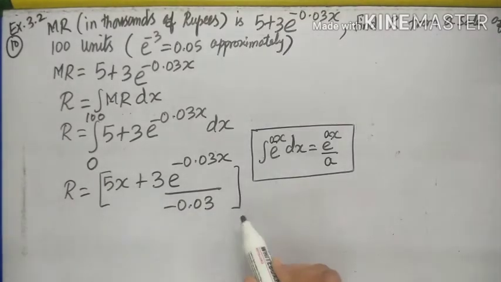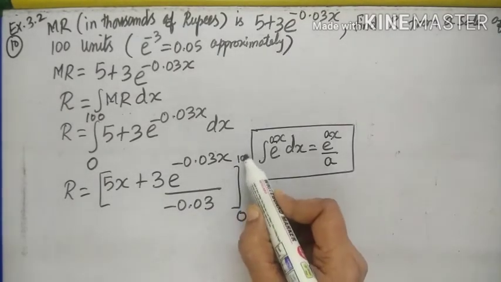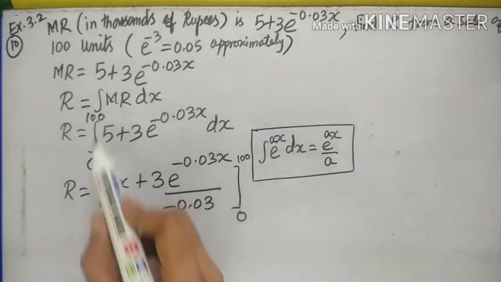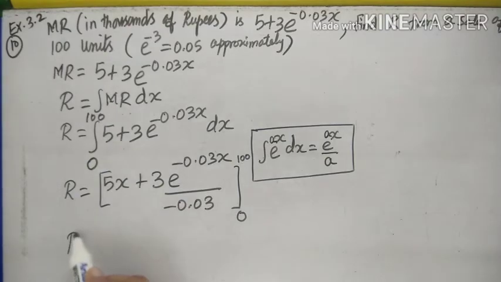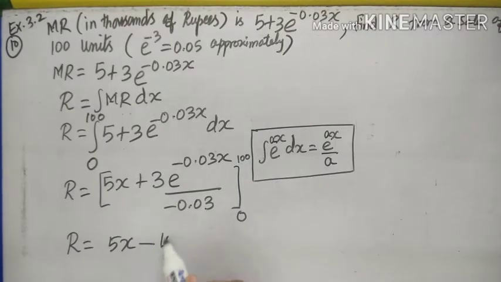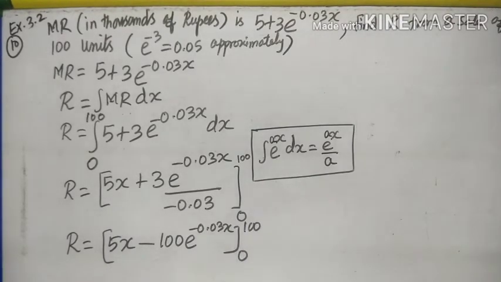Between the limits 0 to 100, we need not put k. Remember, we are in definite integral. R equals 5x. This we can divide, minus 3 by 0.03 is 100 e power minus 0.03x. Between the limits 0 to 100.